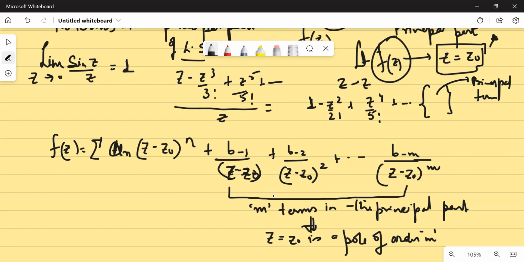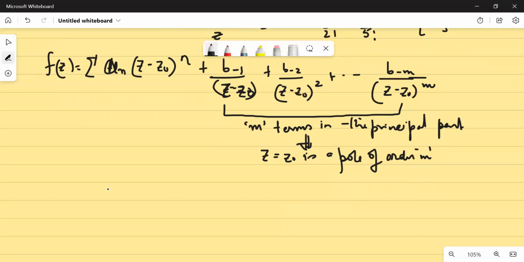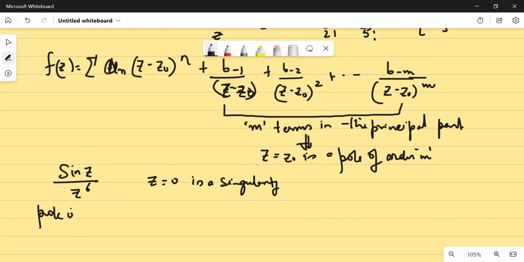Are you getting my point till now? I would tell you an example. Let's say I'm saying sin z divided by z raised to power 6. What would be the singularity? Clearly, z equal to 0 is a singularity. Now, what sort of singularity is this? So I would say this is a pole of order 5.